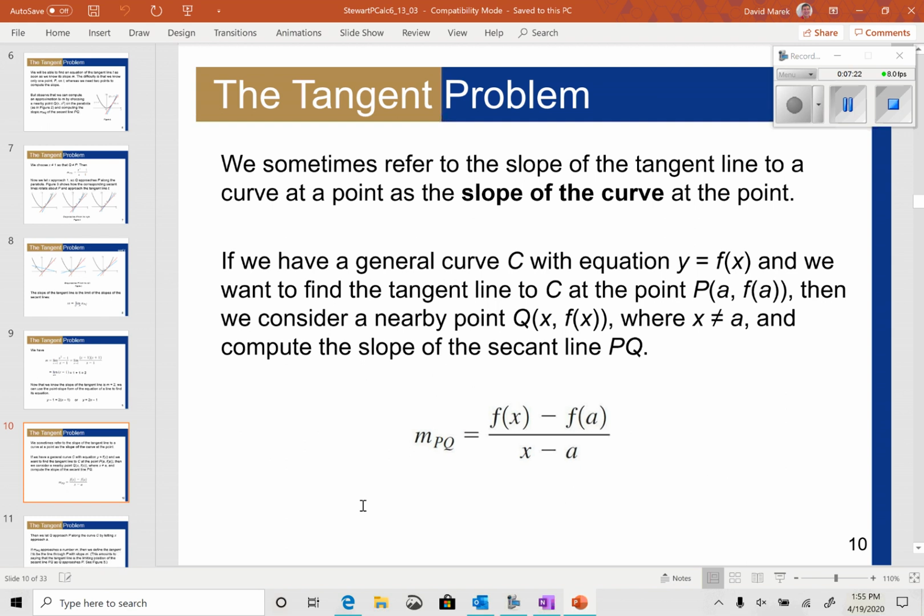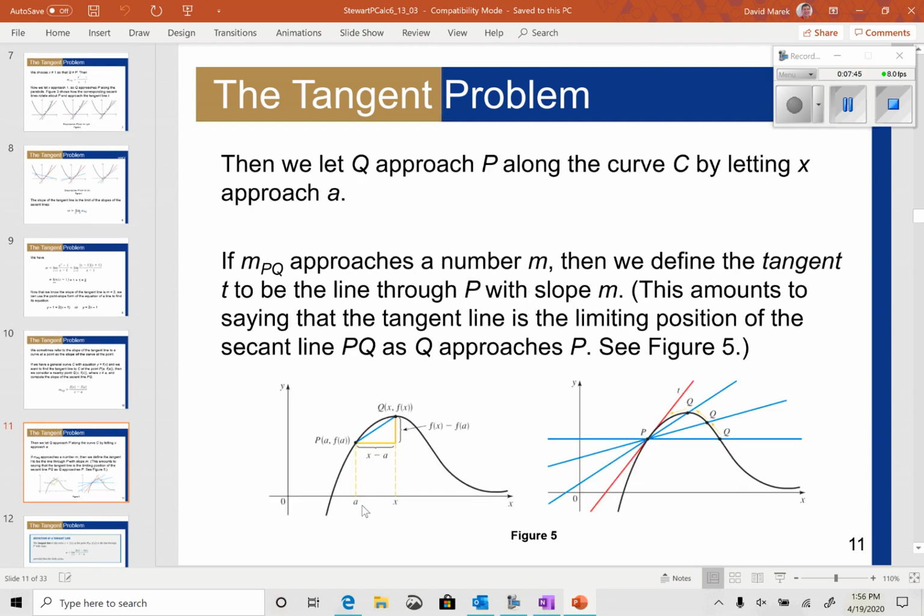Down at the bottom is basically just trying to come up with a formula expressing the slope of line PQ. We're going to take f of x minus f of a divided by x minus a. Again, a is going to be a particular value, what the x coordinate is at our point of tangency. So again, this works for any kind of curve. It doesn't just work for parabolas.